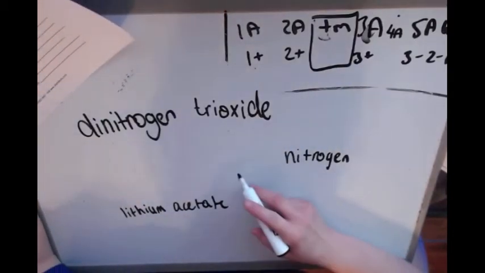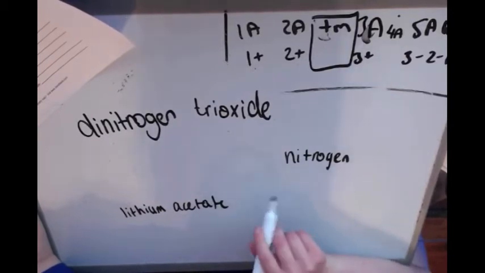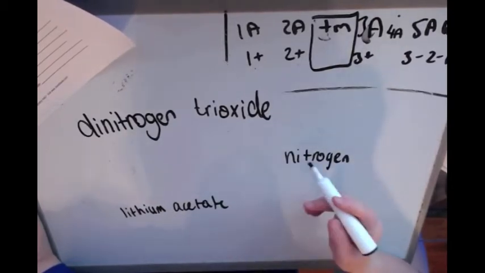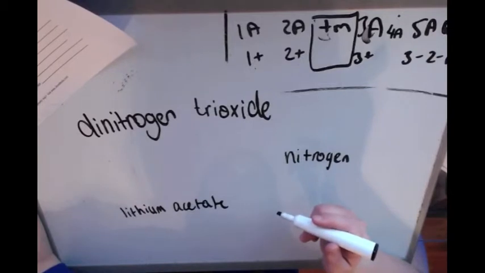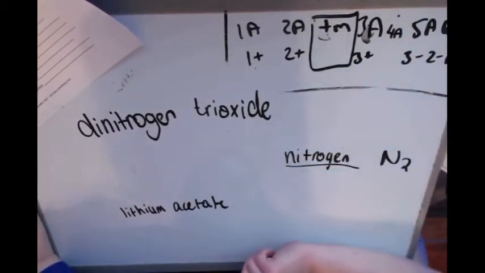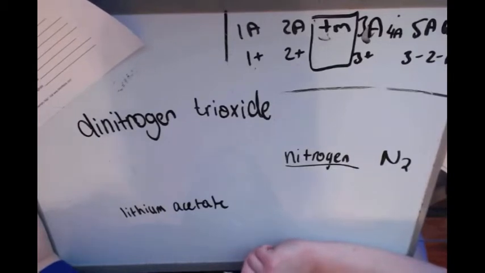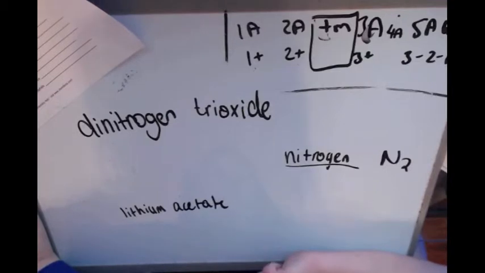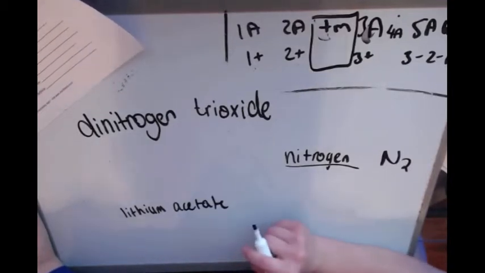So if you were given dinitrogen trioxide, nitrogen, and lithium acetate, what would you write the molecular formula as? Well, I just discussed this one. You would just write N2, right? Gaseous nitrogen. It's one of the diatomic molecules you're required to know, and I know that's on Dr. Sood's slideshow, so check that out.